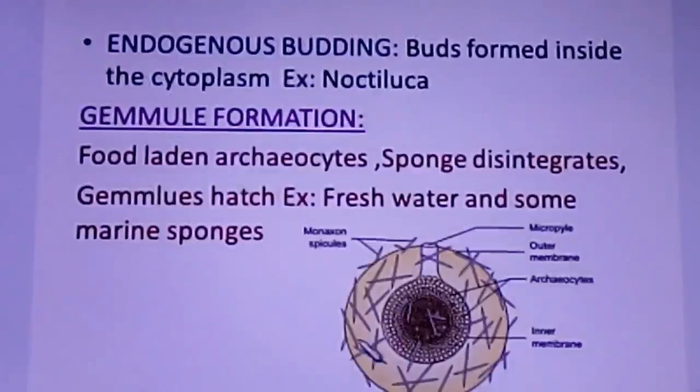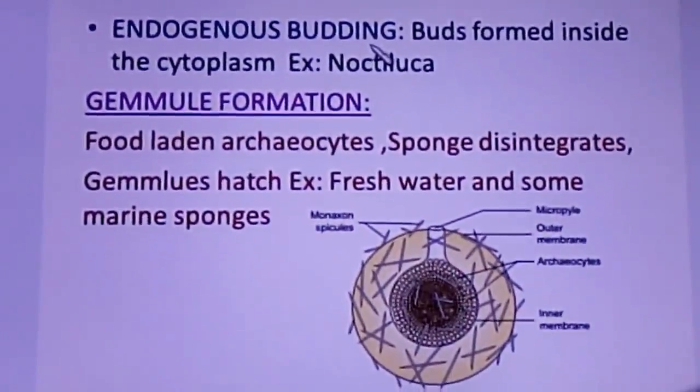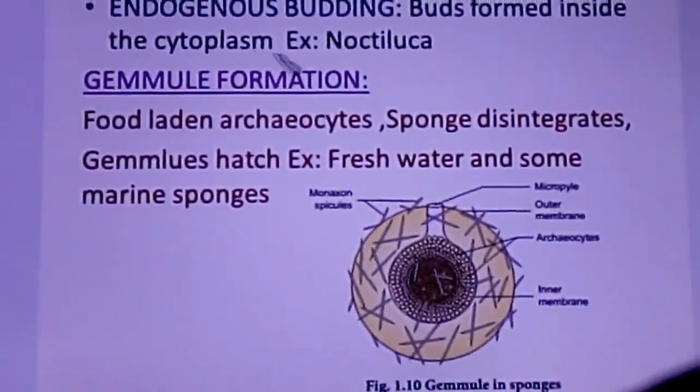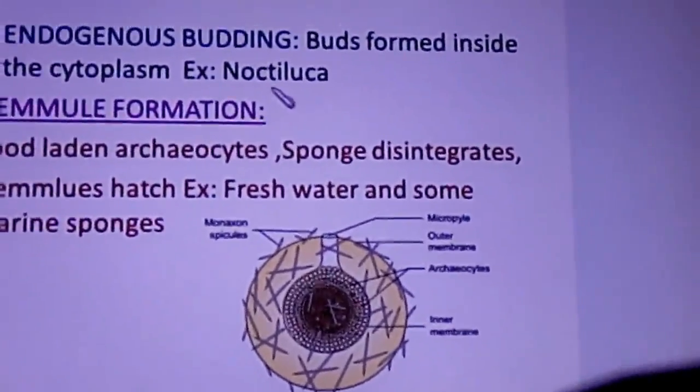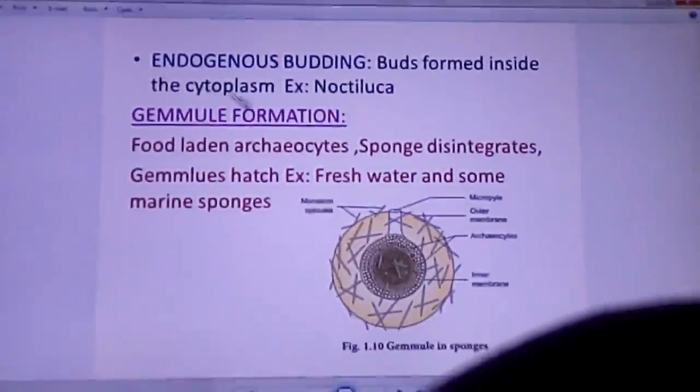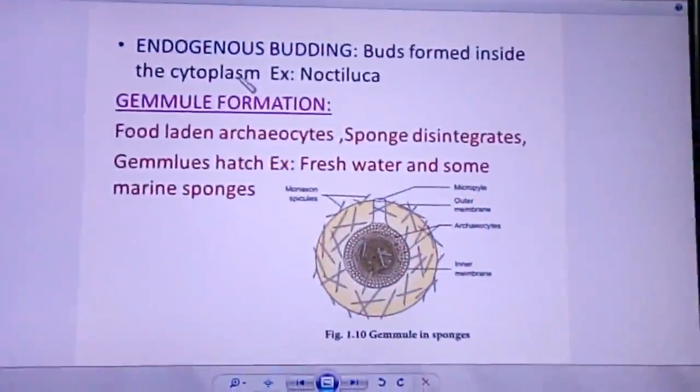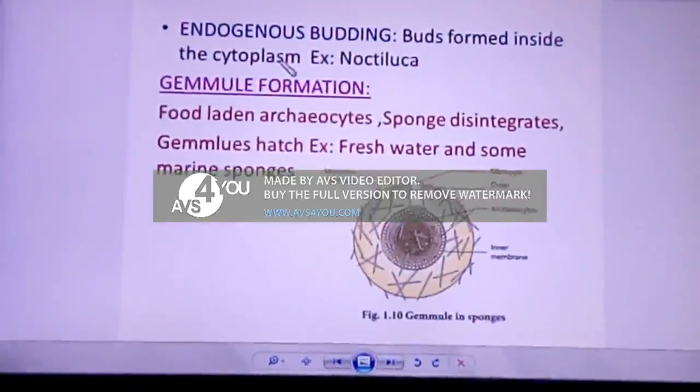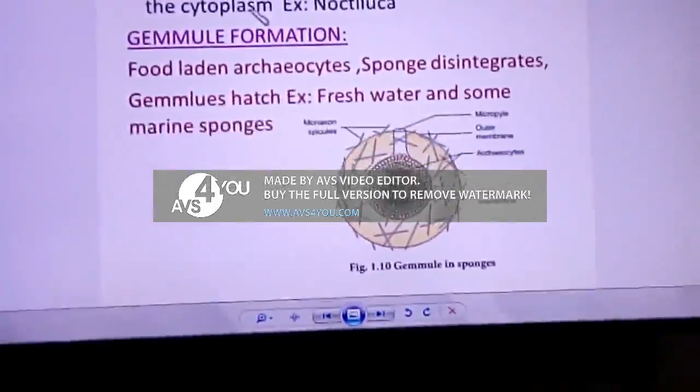Next one is endogenous budding. Here buds are formed inside the cytoplasm of the organism. Example, Noctiluca. The cytoplasm develops into a bud-like structure. We call it internal buds. So that is what is called endogenous budding.